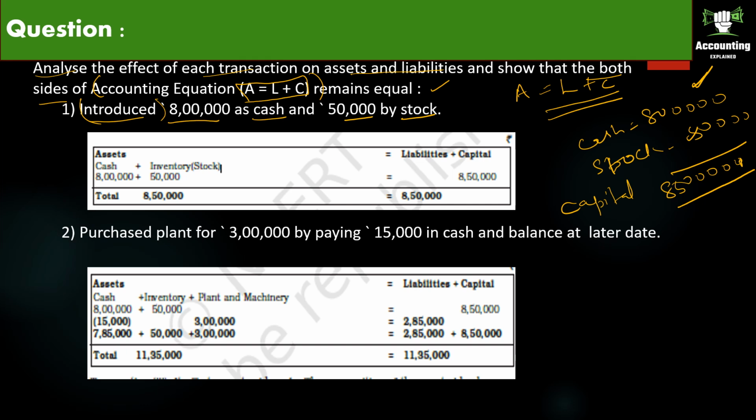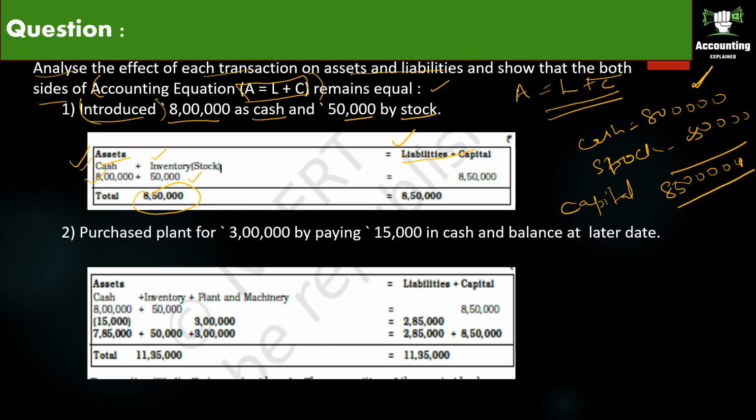Now let's see the effect on A, that is assets. So you make two columns. On the left side it is assets, on the right side it is liabilities plus capital, because assets is equal to liabilities plus capital, right? So you prepare a statement like this. Here cash is how much? 8 lakhs. Inventory or stock, everything is same. Inventory is 50,000. So the total of the asset side now becomes 8,50,000.